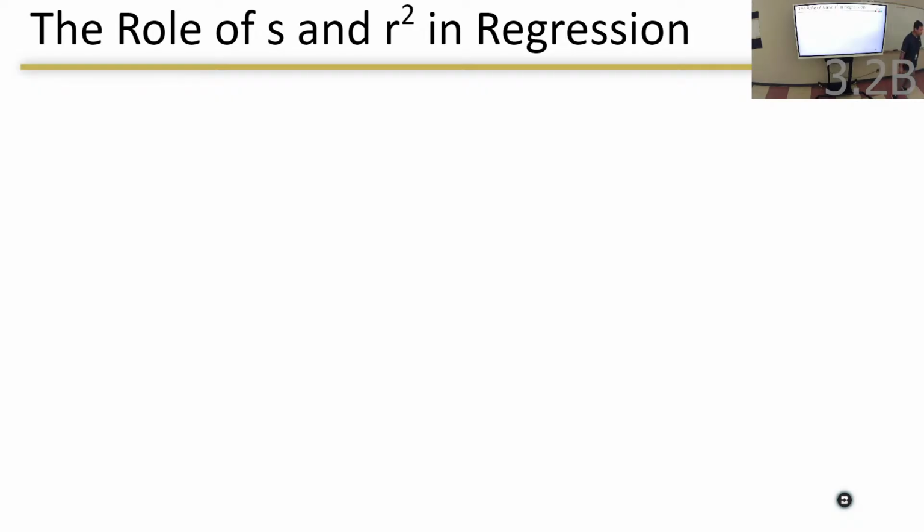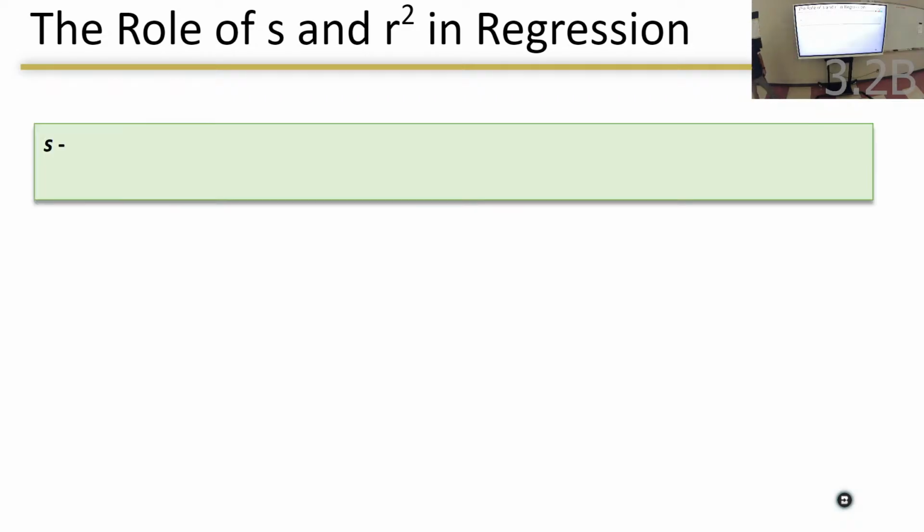All right, two more things we've got to discuss. So we've talked about residuals. We've talked about R. Of course, we talked about Y hat, predicted values, scatter plots, and so on. Now we're going to talk about two more variables. S is the first one.